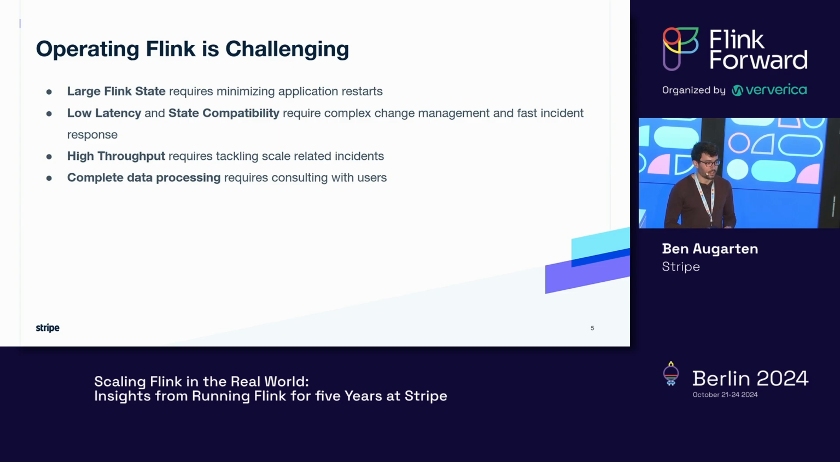Now, one lesson that we've learned, and one lesson that a lot of our users have learned, is that operating Flink can be quite challenging. And there are a lot of challenges that come with meeting the requirements that our users have. So our large state applications take a long time to download state from S3. Low latency and state compatibility means that every time a user changes their Flink application, we need to make sure that that change is going to succeed. And if it doesn't succeed, or if that application starts failing in production, we need to be able to mitigate that issue really quickly. And that usually means mitigating the issue without committing a change in Git and deploying it.